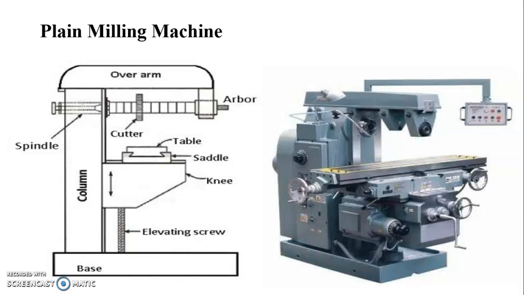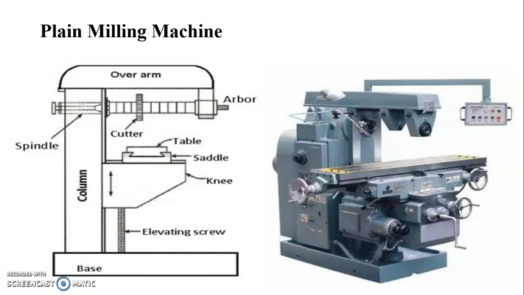So the next part or component, that is the knee. The knee is mounted on the front face of the column and can slide in the vertical direction on the guideways. The knee can be operated by the elevating screw, or we can say screw jack, provided below the knee. Machined guideways are provided on the top surface of the knee.